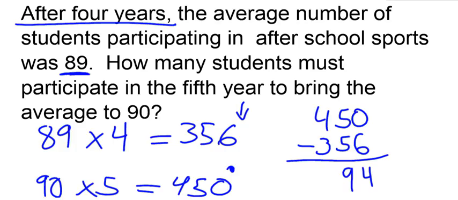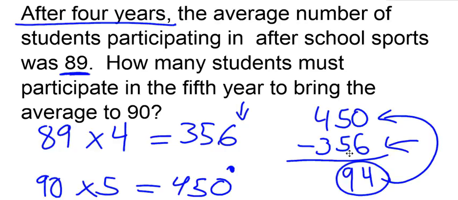By finding the difference between the two sums, we find the number of students that needed to join to get us from our initial sum after 4 years to the new sum after the 5th year. And so 94 more students joined the sports program. And by adding 94 to our 356 and then dividing it by 5, now we get a new average of 90.